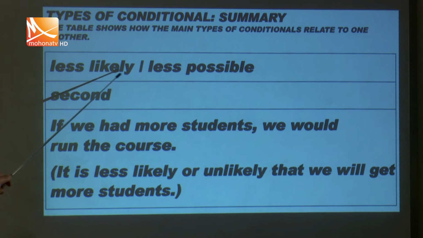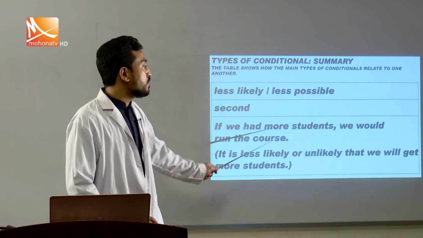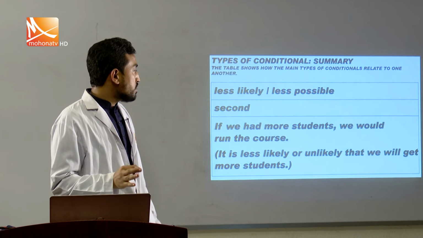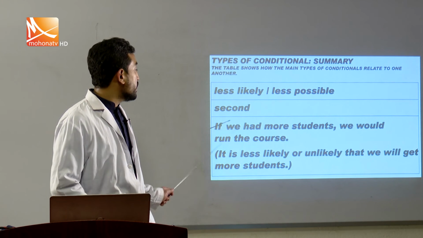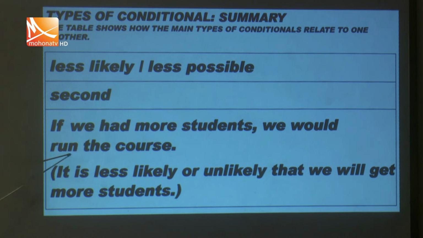Then less likely, or less possibility. That means less possibility. Second conditional: if he had more students, actually he hadn't more students, but there is less possibility. If we had more students, we would run the course. It's our wish, but the real scenario is different. There is less possibility. Okay.